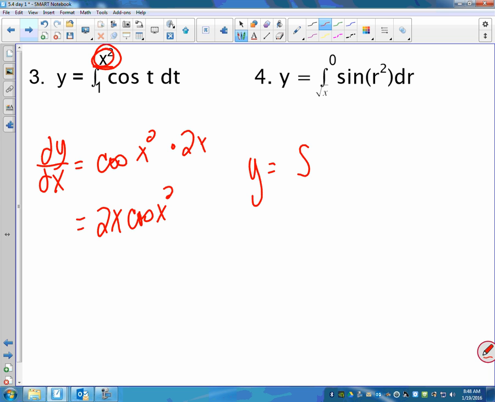You could do a U substitution if you wanted to, like if you wanted to make this u and then multiply by du/dx. Like I said before, I don't usually use U substitution with my derivatives very much.